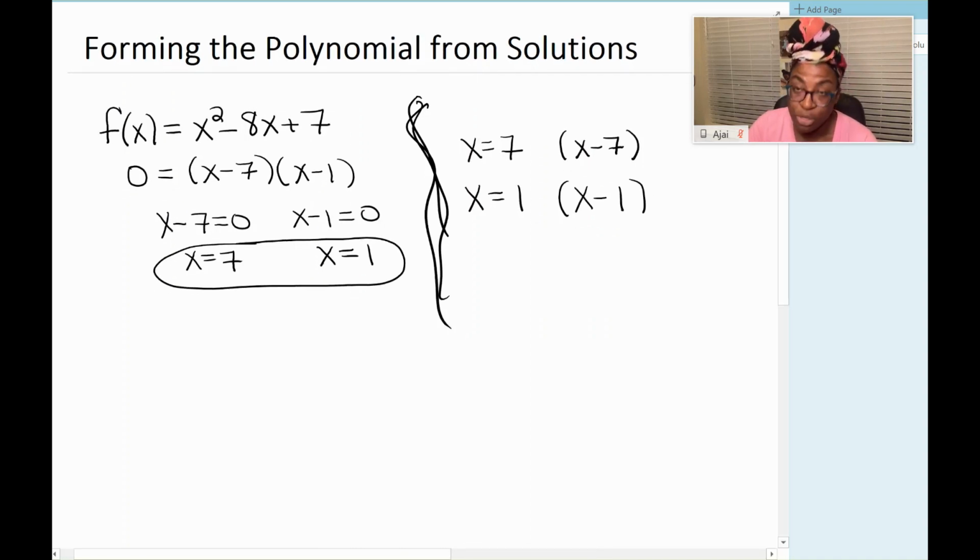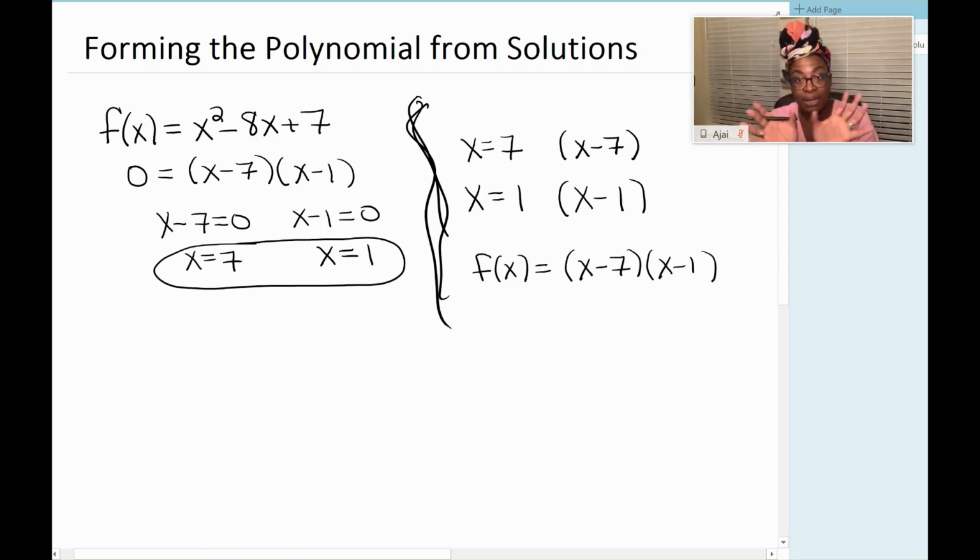Okay, so I'm trying to find the polynomial. What I would do is take these two factors, the x minus 7 and x minus 1, and put them side by side. I'm trying to form the polynomial, so in order to do that, I have to get rid of these parentheses. Some of you probably already have an idea what I'm about to do here, and that is to FOIL.